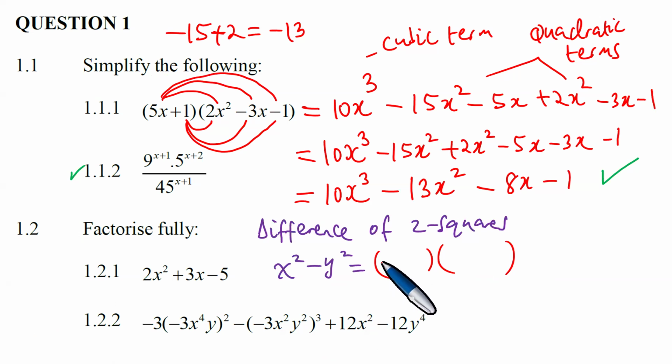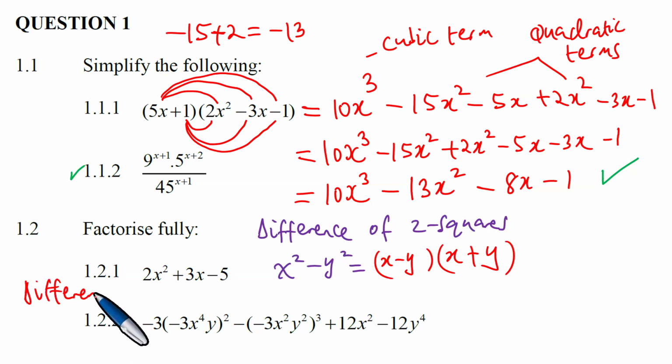It's equal to x minus y, times x plus y. But you can switch them around. You can start with the x plus y and then put the x minus y. It's the same thing. Okay. And then there's something we call the difference of two cubes.